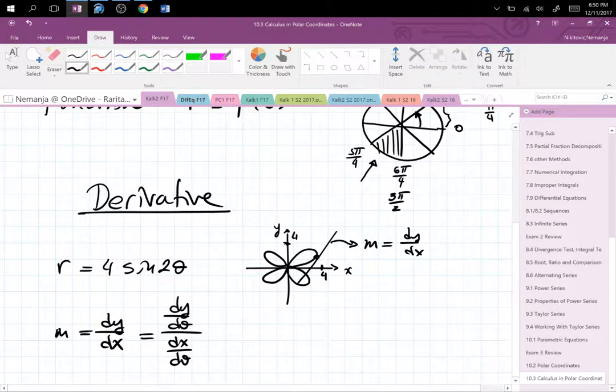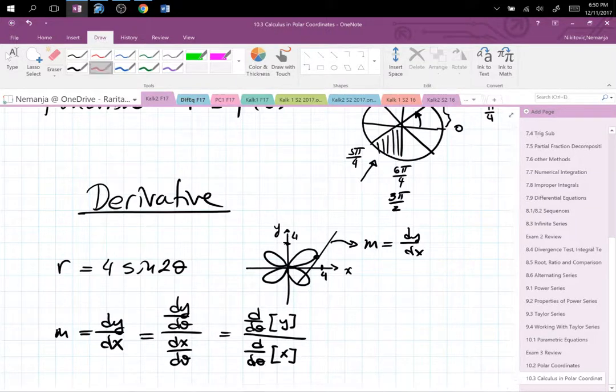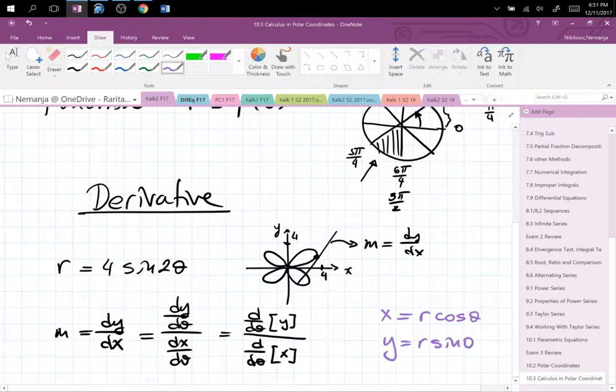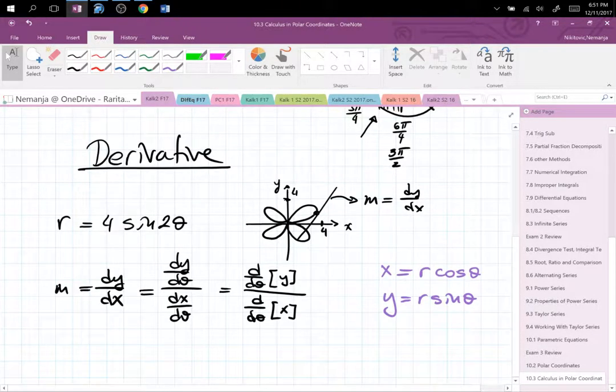Because I can do that, right? Now, this is d theta of y, and this is d theta of x. And don't I have those conversion formulas that we memorized? x equals r cosine theta, and y equals r sine theta. Do we have those? Sure, we have those.